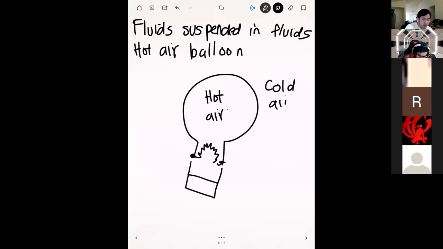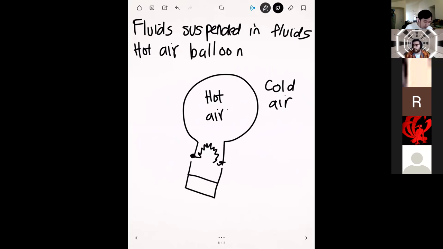But on the outside of the balloon, you have cold air. One thing about density is that as you heat a fluid up, the density tends to get less. So by having hot air inside this balloon and cold air outside, you're creating kind of the same thing that you have with an object, where you have an object with less density on the inside versus cold air on the outside.